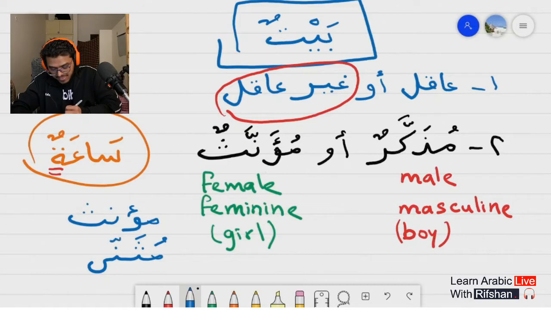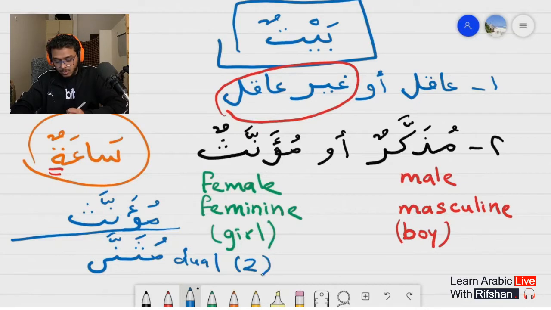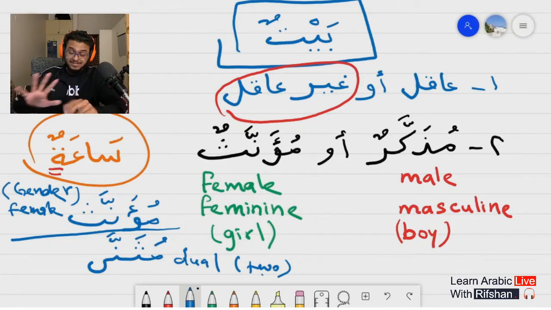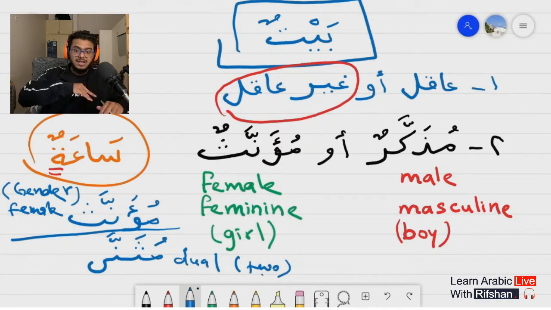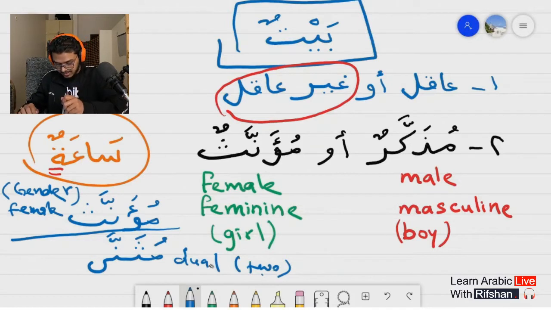Muthanna. Don't confuse between these two words. Okay, muannath and muthanna. Muthanna means dual. It means two, the number two. It indicates two things, and muannath indicates gender, female, right? Sorry about the handwriting. So muannath is something else, which is gender. Muthanna comes in the next phase, which is used for dual. I will go over that in just a small bit.